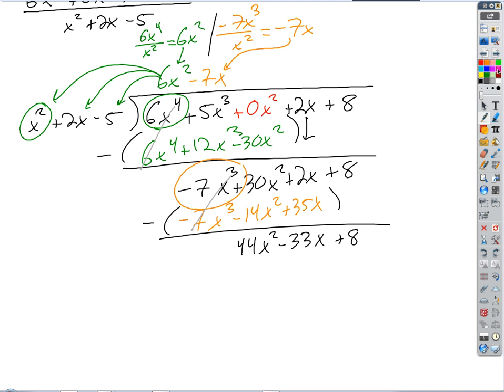So now we've got to ask, how many times does x squared divide into 44x squared? So we'll just ask the question, what's 44x squared divided by x squared? And the answer is 44. Okay, everybody see that?